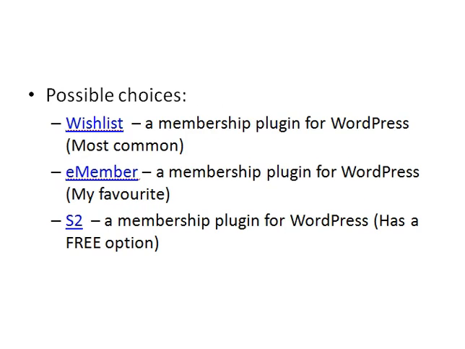Possible choices. Wishlist is probably the most common choice. It's considered to be the premier membership site plugin, and it works very well. I in fact have Wishlist installed on one of my sites, which I'll show you in a moment, but I prefer eMember. It's perhaps not quite as popular as Wishlist, but it has a suite of 3 different products that you can integrate together very easily.